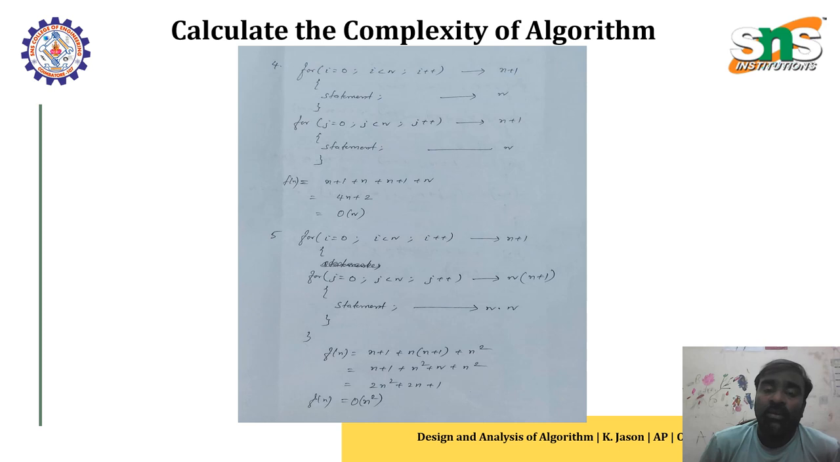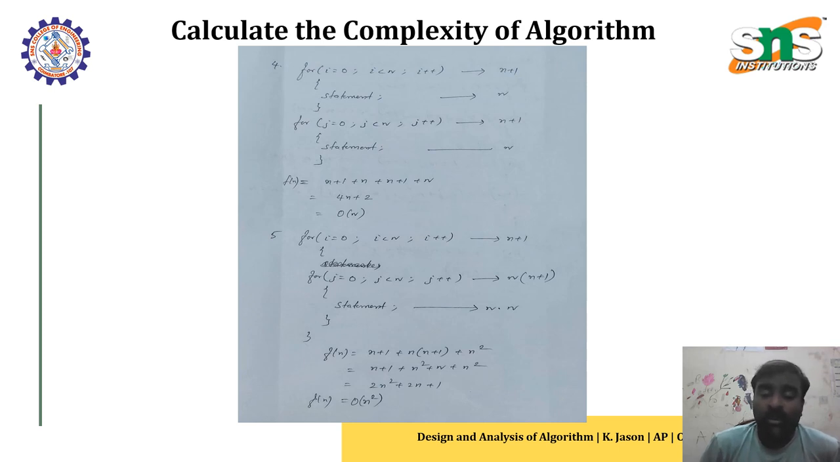So if you are using the loop, n plus 1 times, statement n times, another loop n plus 1 times, another statement n times. So totally order of n. Next program, just go to the nested loop. So first loop n plus 1 times. Within the loop, n times, statement n times. Another loop n plus 1 times, statement n times.